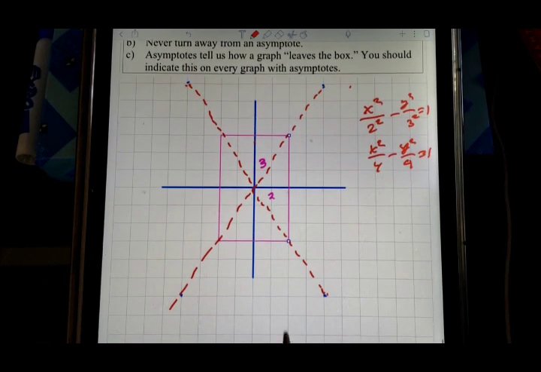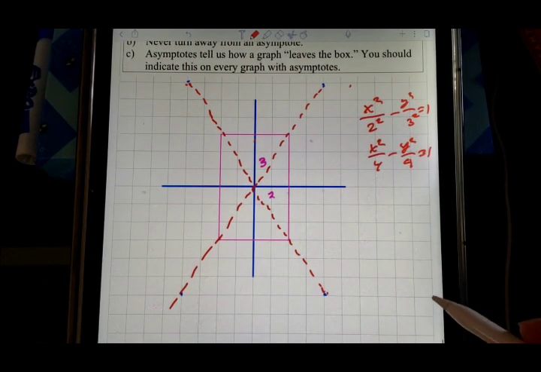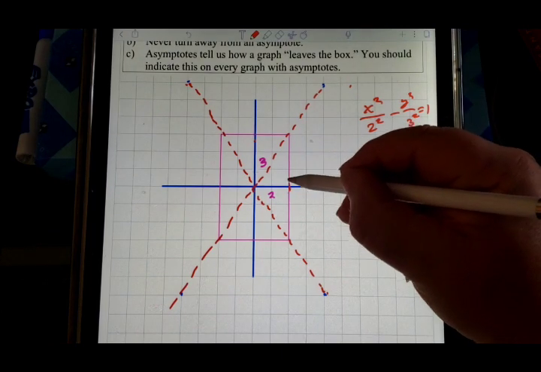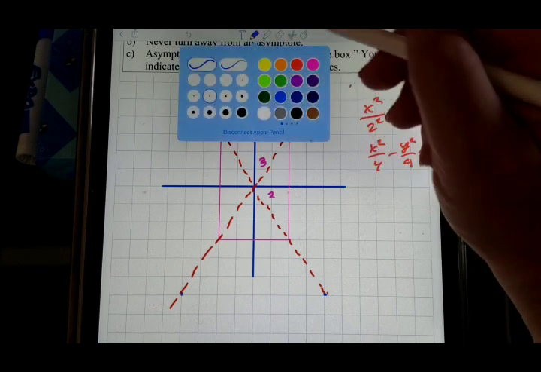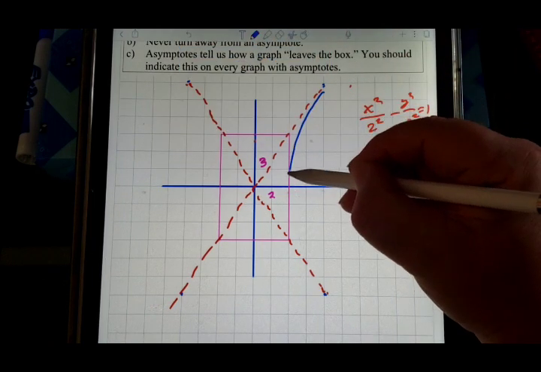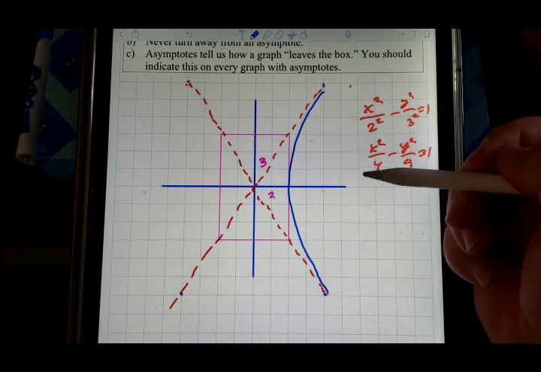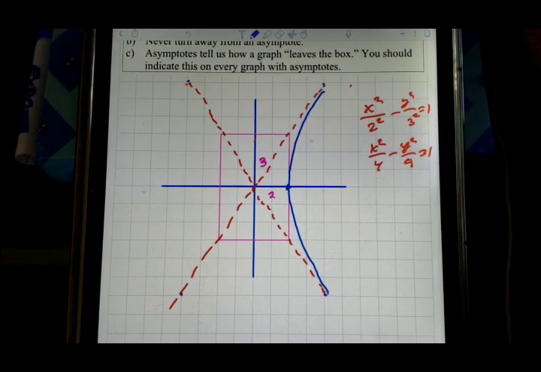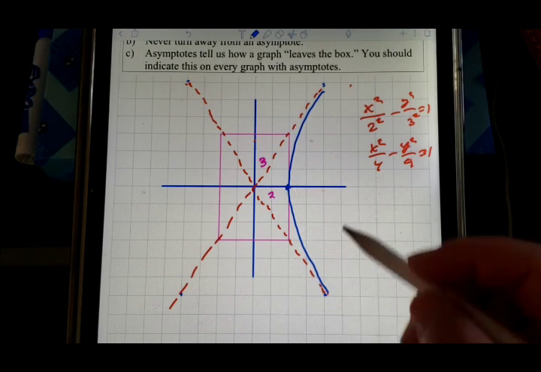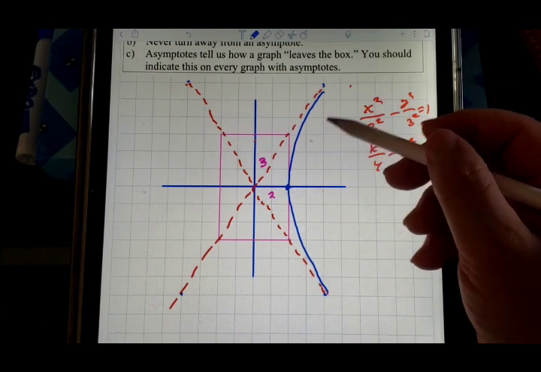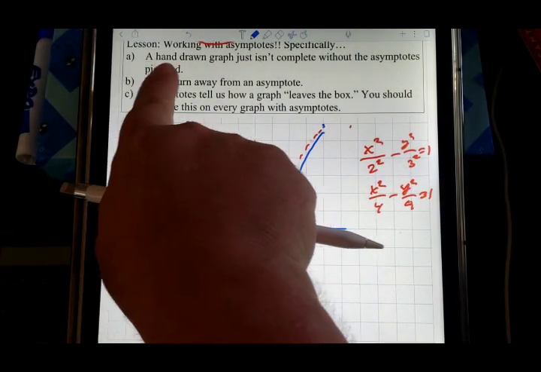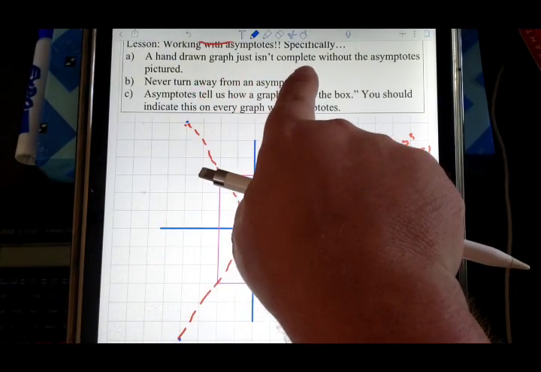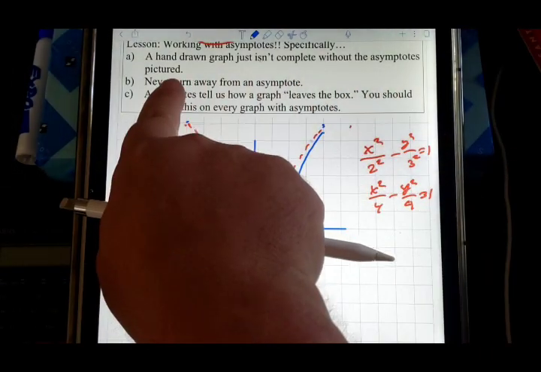All right. Now, I'm not sure how well I'll do this by hand here, but I want to draw in a different color a hyperbola that does what a hyperbola is supposed to do. I feel like I nailed that one. What is it supposed to do? Well, it has a certain shape to it, but there are a couple of lessons. A hand-drawn graph is not complete without the asymptotes pictured.